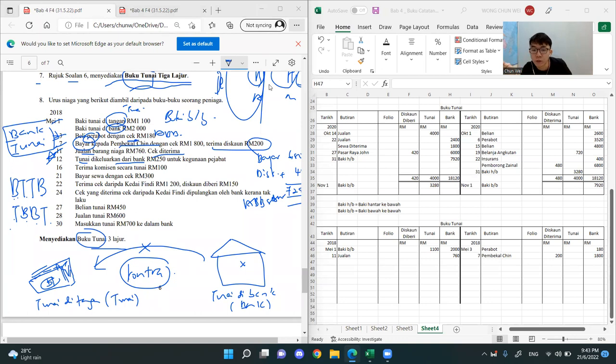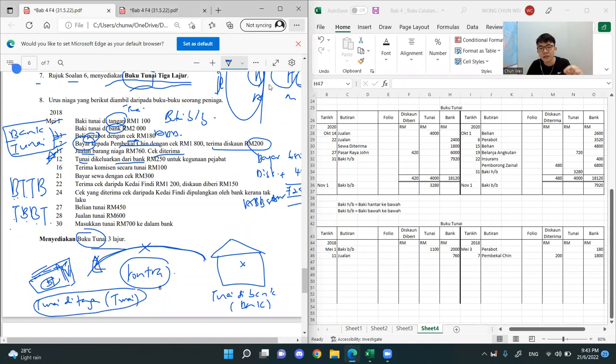You withdraw money from an ATM machine. So now the wang is actually tunai di tangan, bukan tunai di bank, right? So it is now here. That's why I draw the arrow here. So you take out and now it is in tunai di tangan.